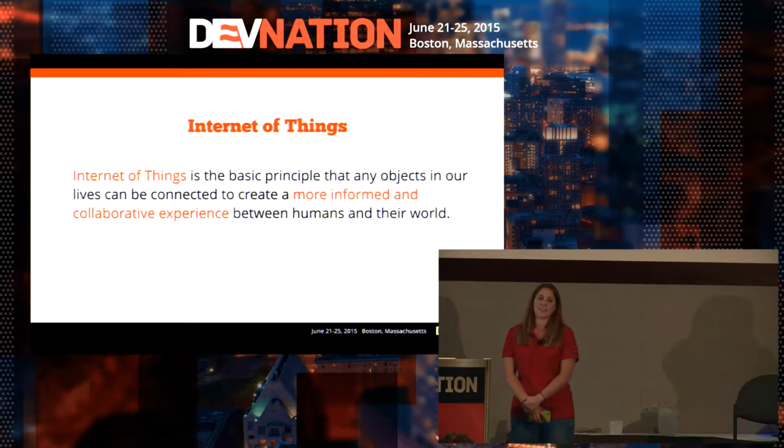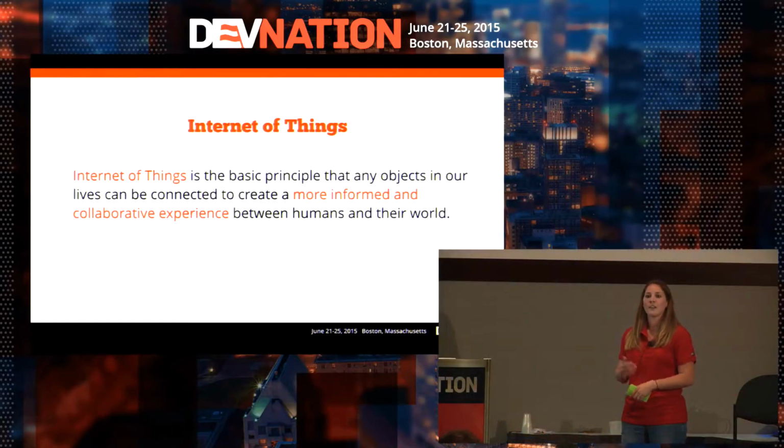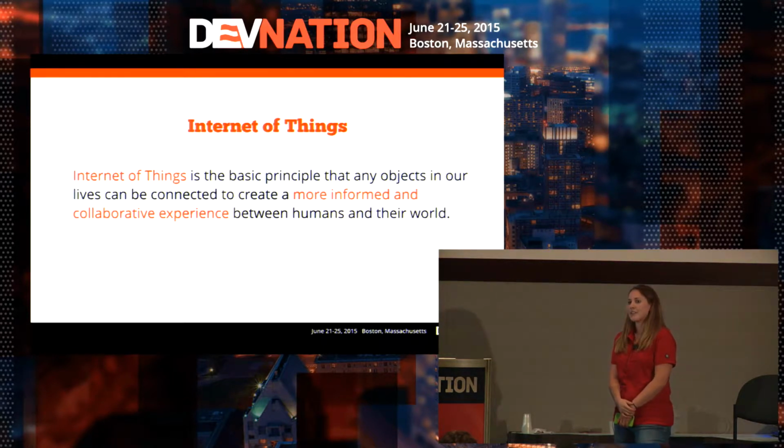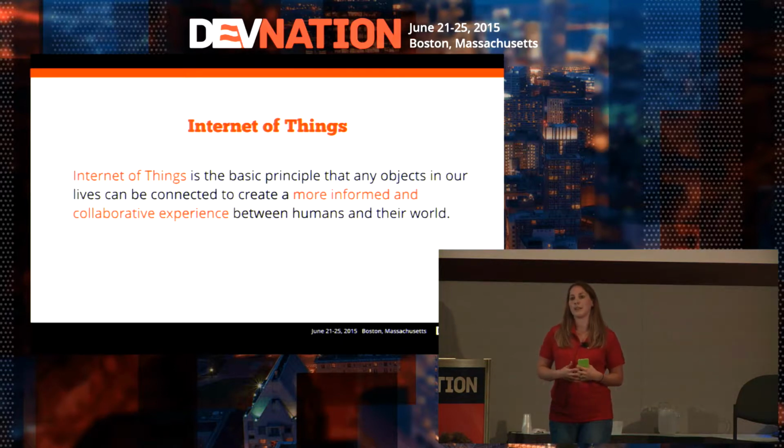So what is the Internet of Things? The basic principle is that any objects in our lives can be connected to create a more informed and collaborative experience between humans and the objects in their lives. This can be anything from your car scheduling your oil change for you, your refrigerator telling you when you're out of milk, to even your garden telling you about its soil content and when it needs to be watered. So this can reach anything. This can reach any object that might not currently be connected, but could be connected in the future and could talk to other devices and to users and humans.